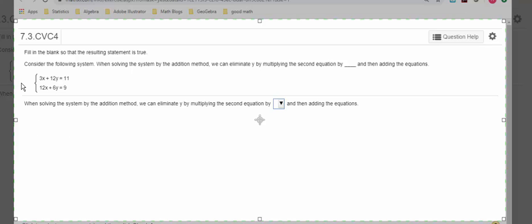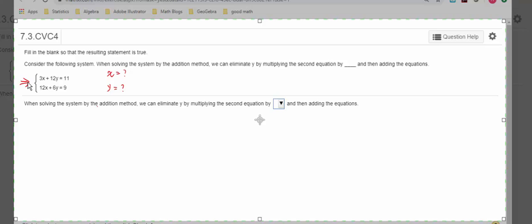Solving a system of linear equations like this means you have to find the value of x and also find the value of y, such that when you plug in the values of x and y into both equations, both equations hold. So there are two different methods we can use.